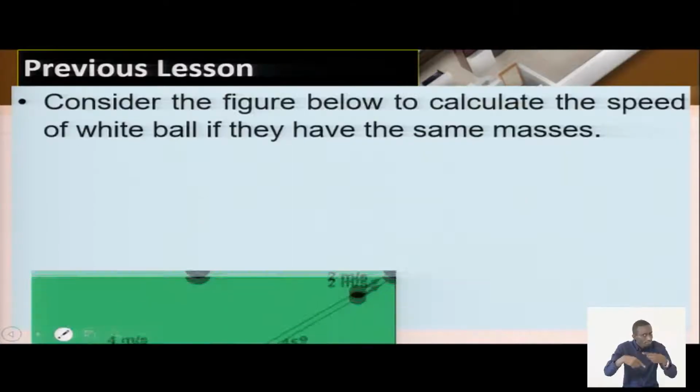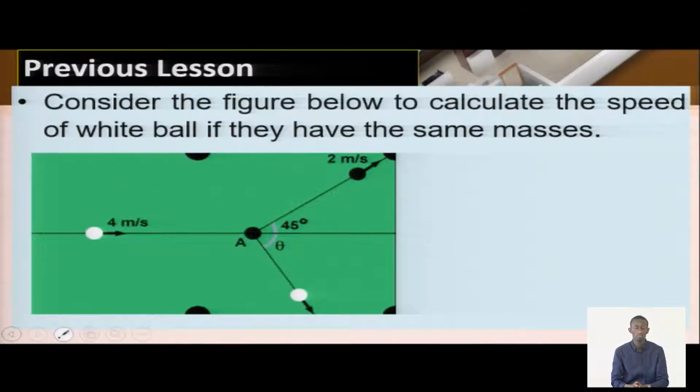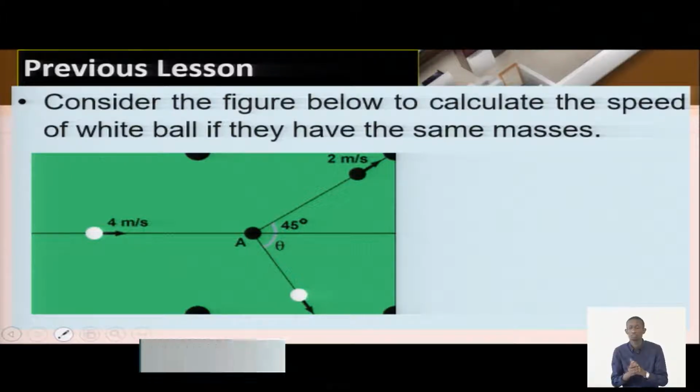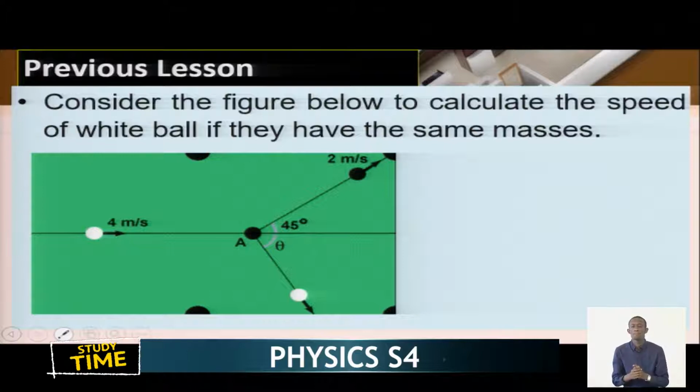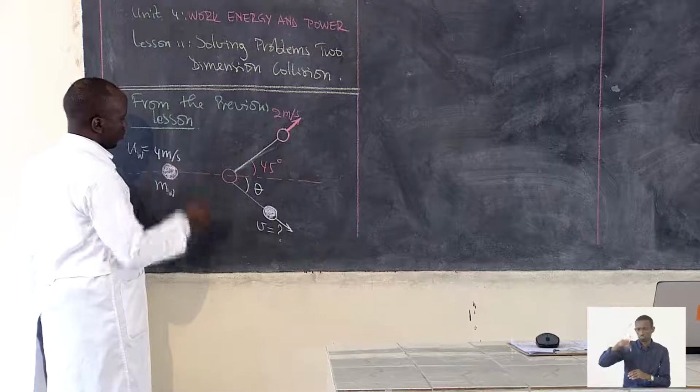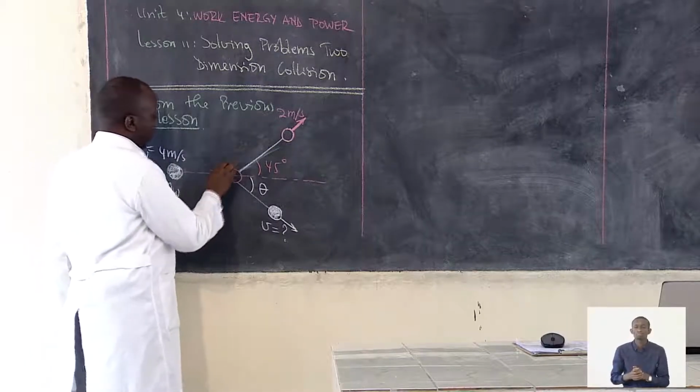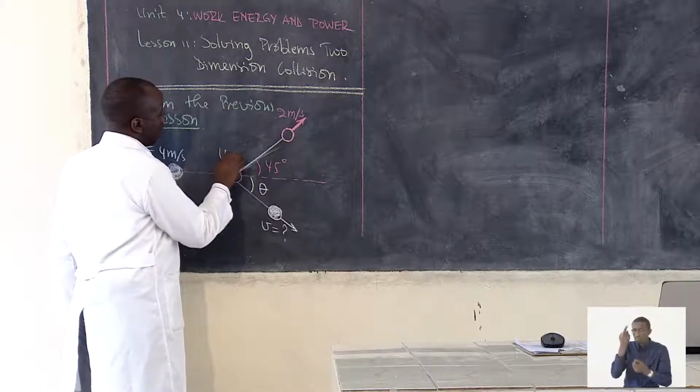So here we have, from the previous lesson: consider the diagram below to calculate the speed of the white ball if they have the same masses. So here is the diagram. I've tried now to reproduce the diagram on the board here. So this is the white ball. Let's say that we have this mass of the white, and here this is the speed. This is u of the white equals 4. But the black one here has u of the black equals 0.